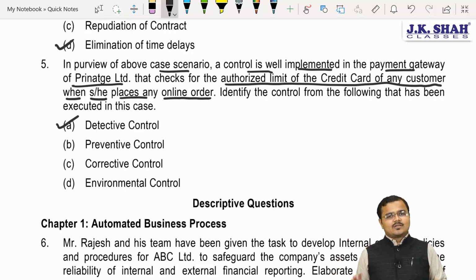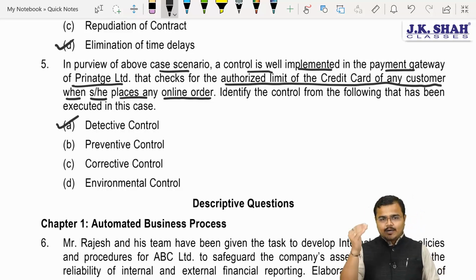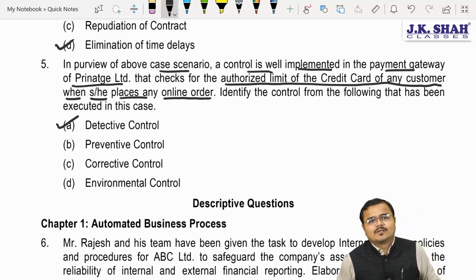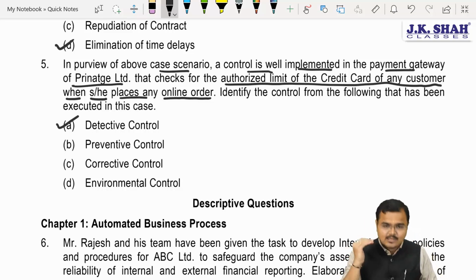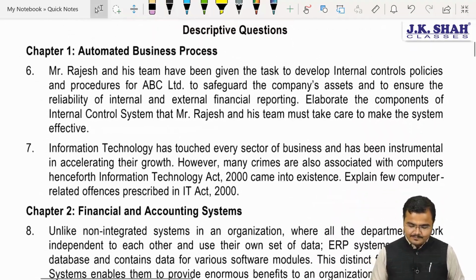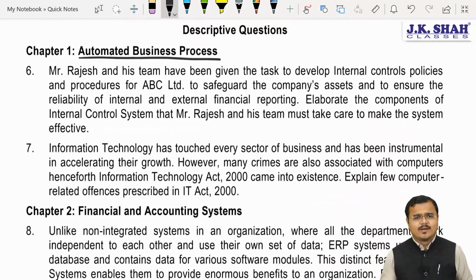Yes, sir. Now, Chartered, we are going to see the theoretical or descriptive questions. So please concentrate very carefully on what exactly these descriptive or theoretical questions are saying. Question number 1 from chapter number 1, automated business process.